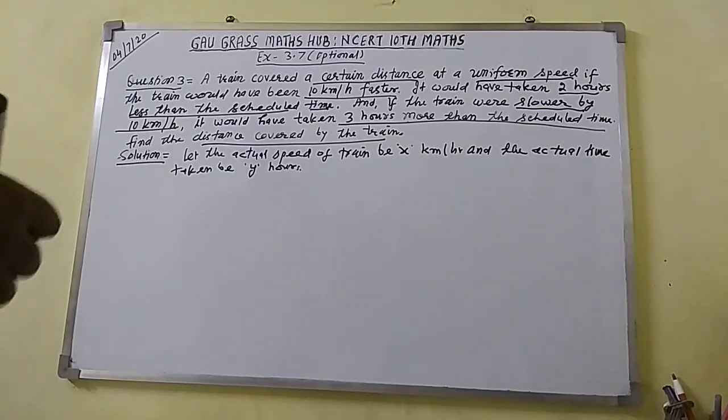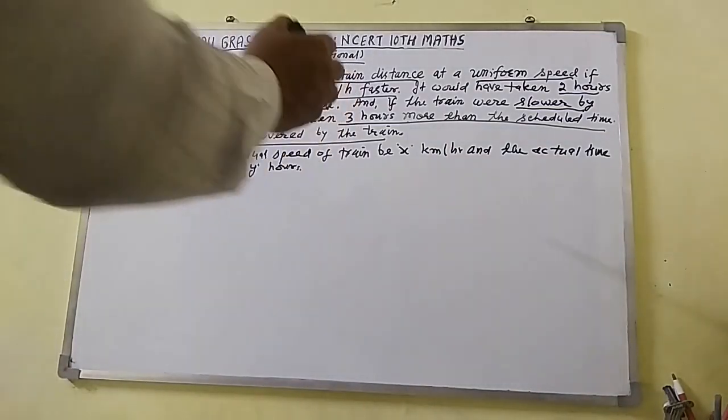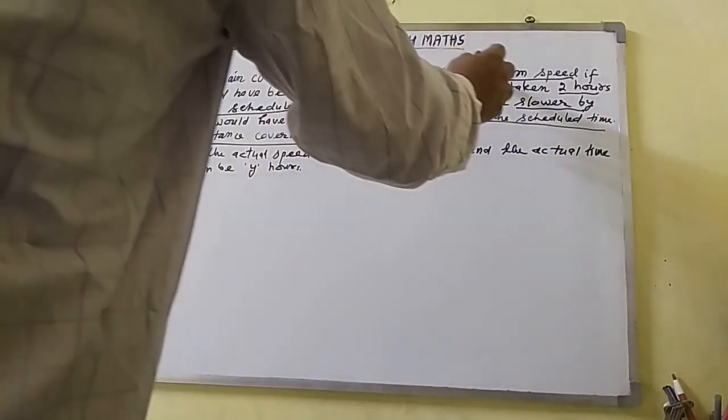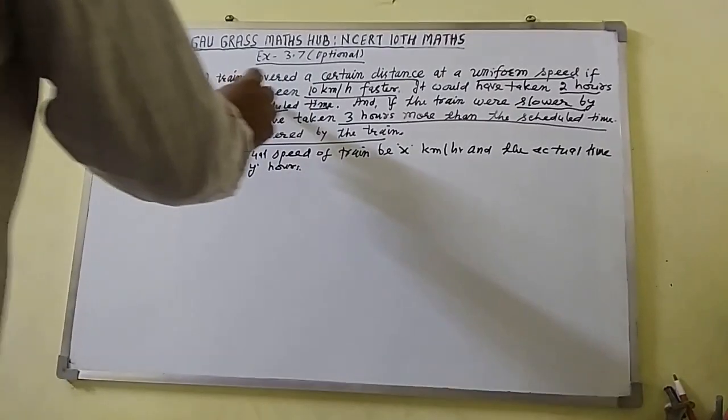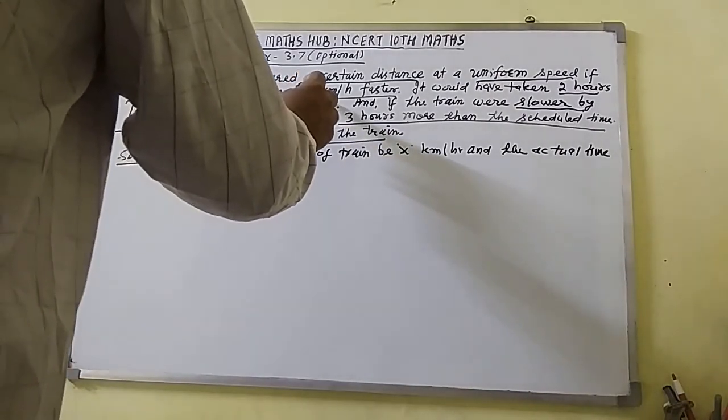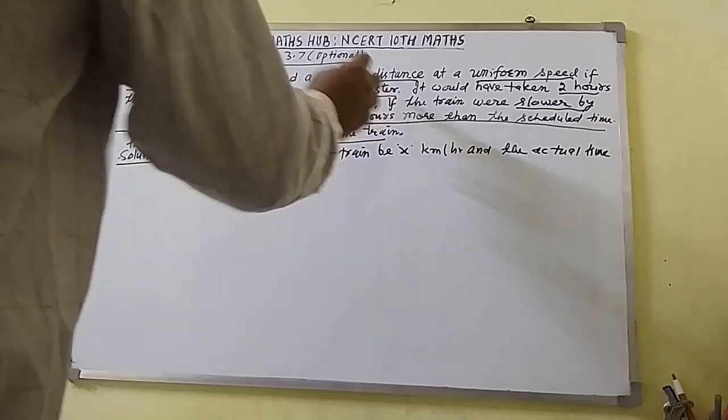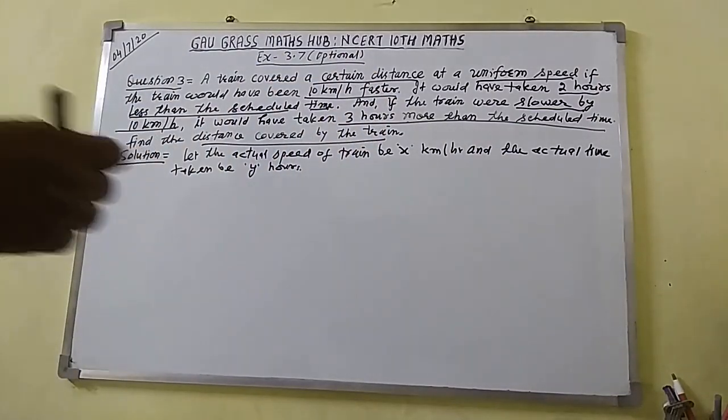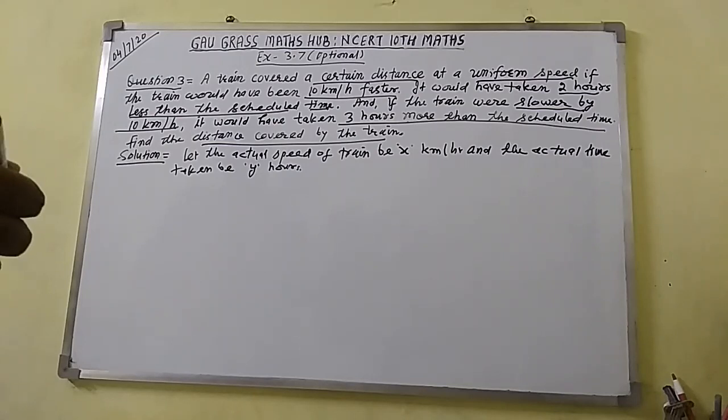Now you can see here a certain distance at uniform speed. If the train would have been 10 km per hour faster, this means that the speed of the train has been increased by 10 km per hour. So then what result will be? The train will take 2 hours less time than the scheduled time.